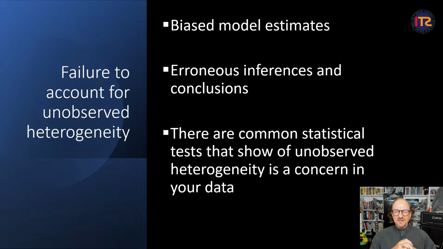So what happens if you ignore this unobserved heterogeneity? You can show mathematically that you'll get biased model estimates. You can get erroneous inferences and conclusions. You could say that, yes, the ITS project was effective when it really was not, because your results were affected by the fact that you did not account for unobserved heterogeneity in your data. As I mentioned, there are common statistical tests that you can use to determine if unobserved heterogeneity is a concern in your data, like a likelihood ratio test if you're estimating with maximum likelihood methods.